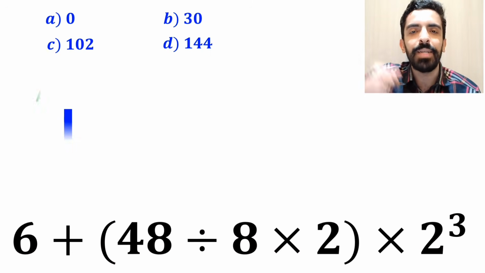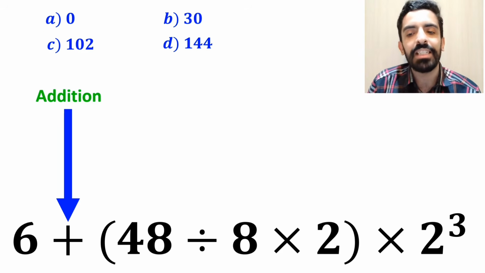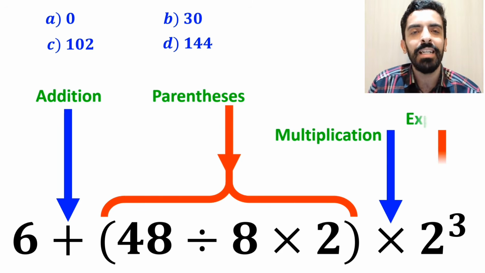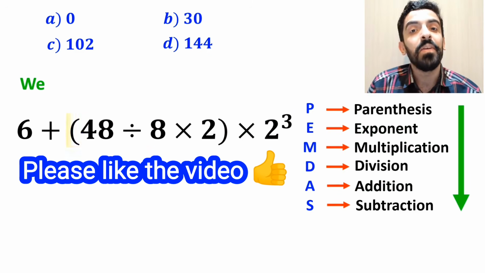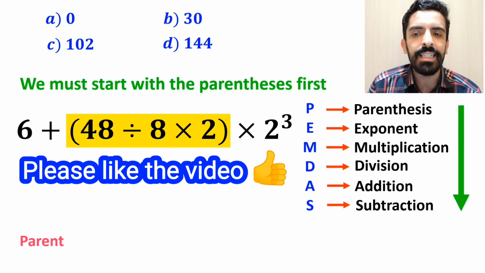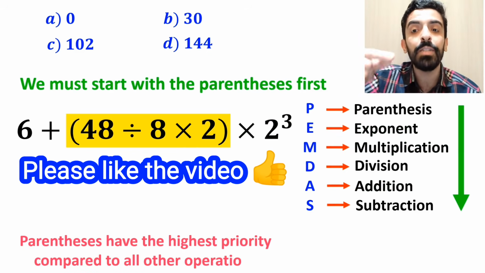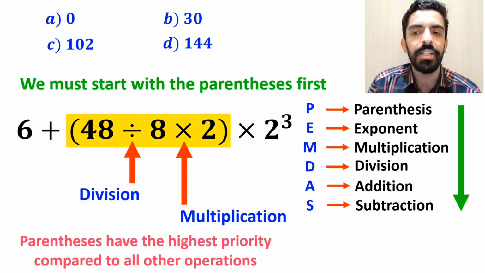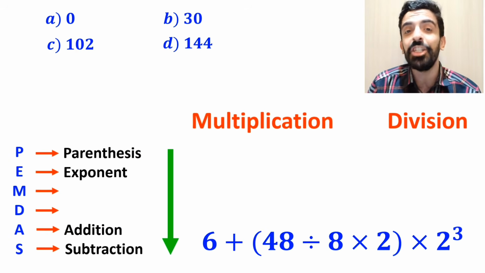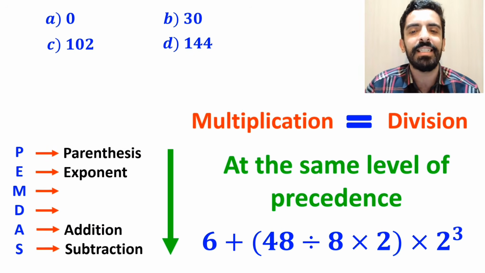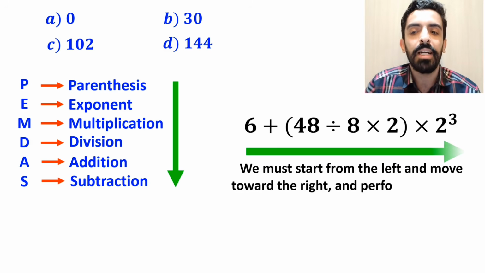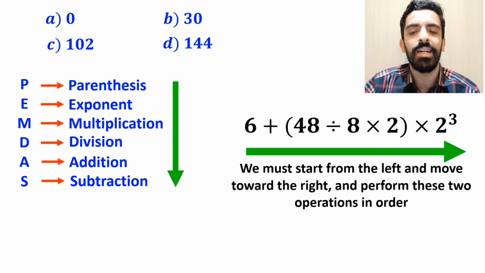Okay, as you can see in the image, in this expression, first we have an addition sign, then parentheses, after that we have a multiplication sign, and finally an exponent. We must start with the parentheses first, because parentheses have the highest priority compared to all other operations. And inside the parentheses, first we have a division sign and then a multiplication sign. It's very important to remember that multiplication and division are at the same level of precedence. In this situation, we must start from the left and move toward the right, performing these two operations in order.